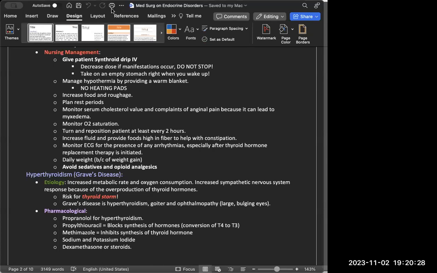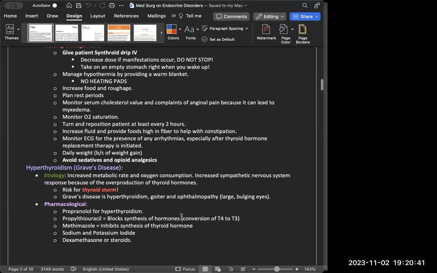We want to turn and reposition them every 2 hours. Why? Because they're in a comatose state, right? And then they can't really move themselves. So we want to make sure we're doing something to make sure they don't have any sort of skin breakdown or skin injuries or anything like that.